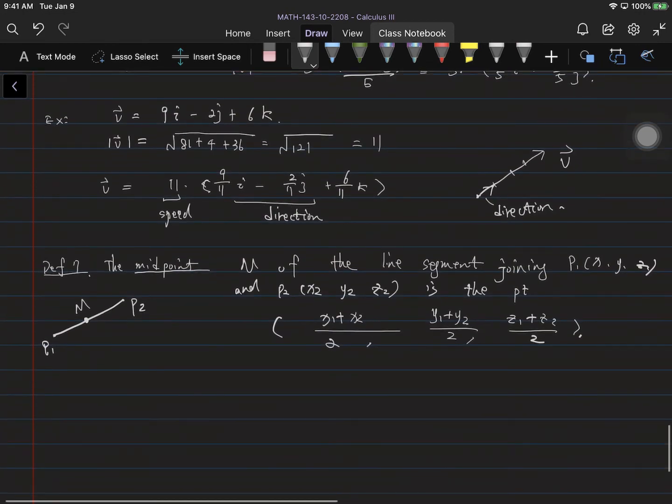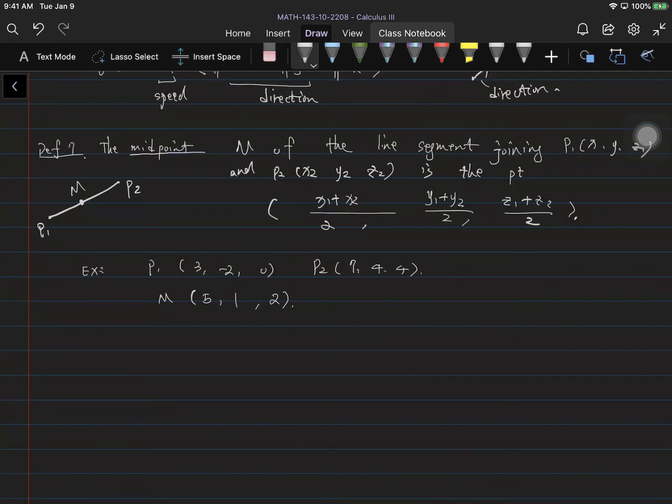Okay, so we can just do a quick exercise. If we have P1, which is 3, negative 2, 0, and P2 is 7, 4, 4, how do you find the midpoint? The midpoint should be half of 3 plus 7, which is 5, half of negative 2 plus 4, which is 1, and half of 4, which is 2. So this is the midpoint.